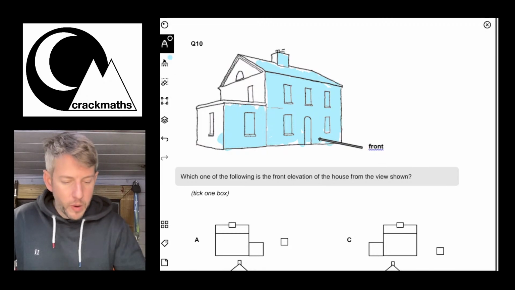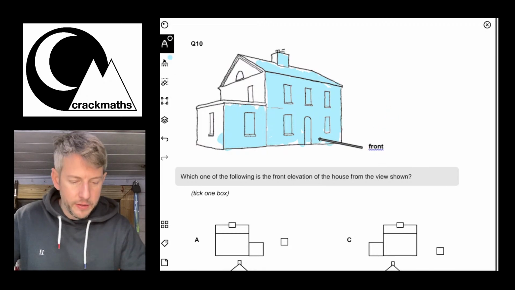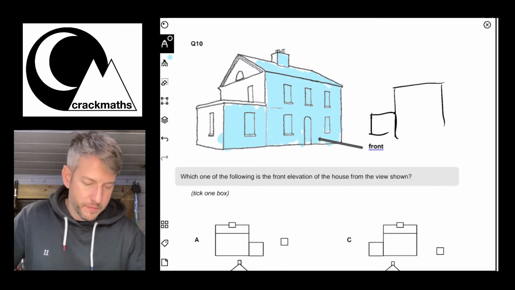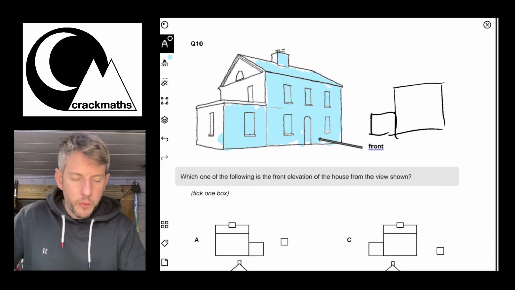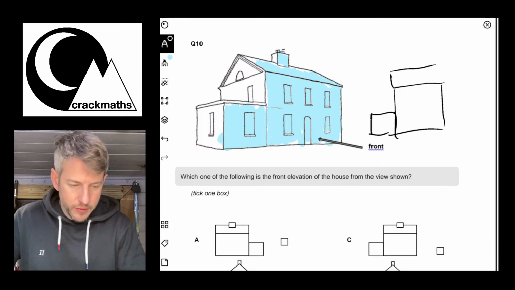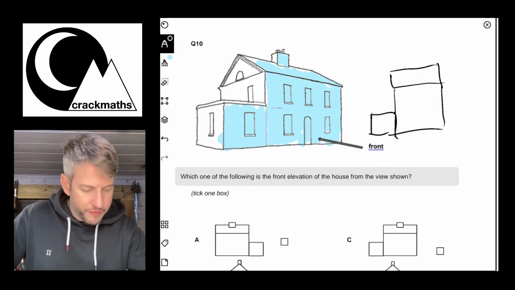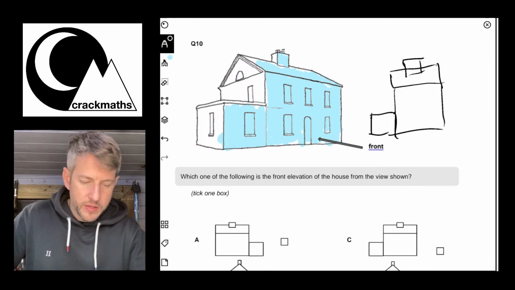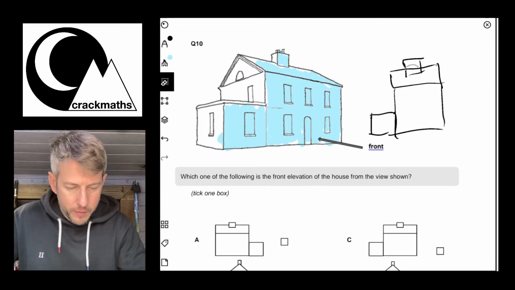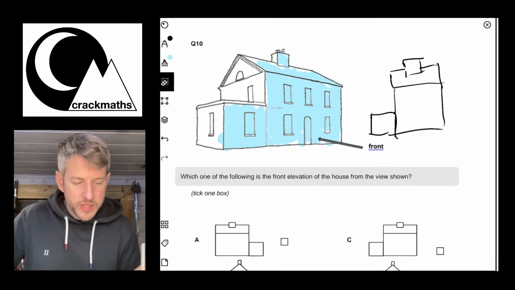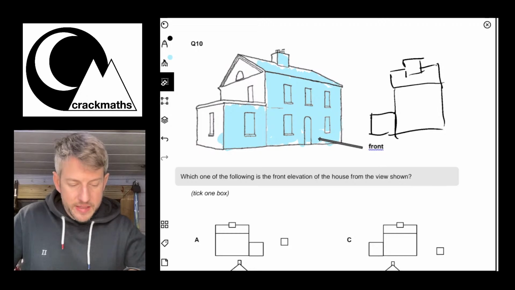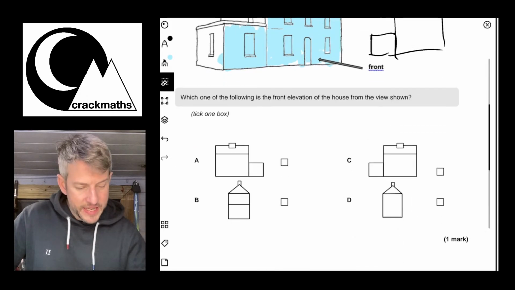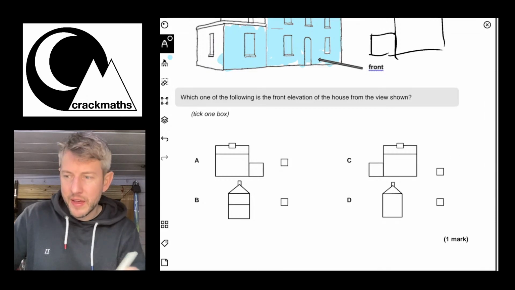So we will have this little bit here. We will have the main body of the house. And then we will have the roof. And then we will have the chimney, which comes into the roof a little bit here. So it will look like that. And I don't think we will be able to see the line there, but we will see those lines. So which one of these looks like that? Well, it is C. So that is our answer there.